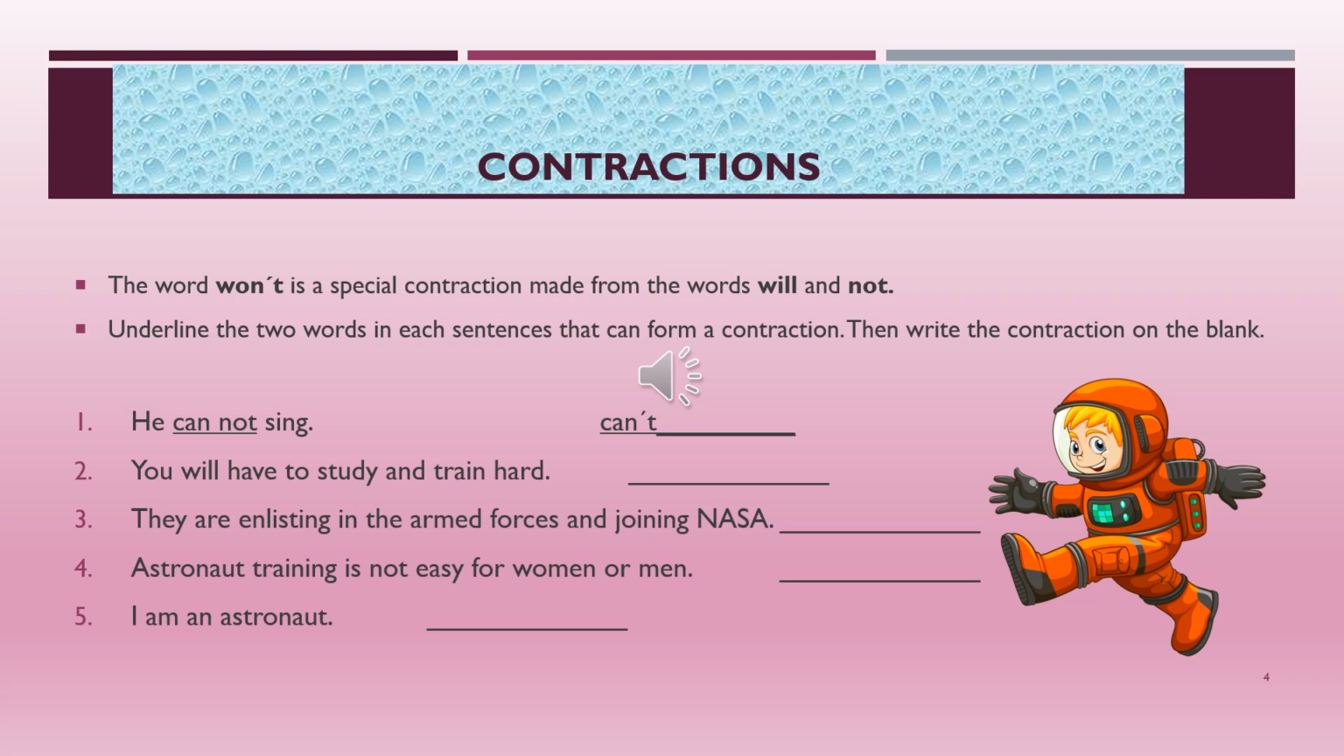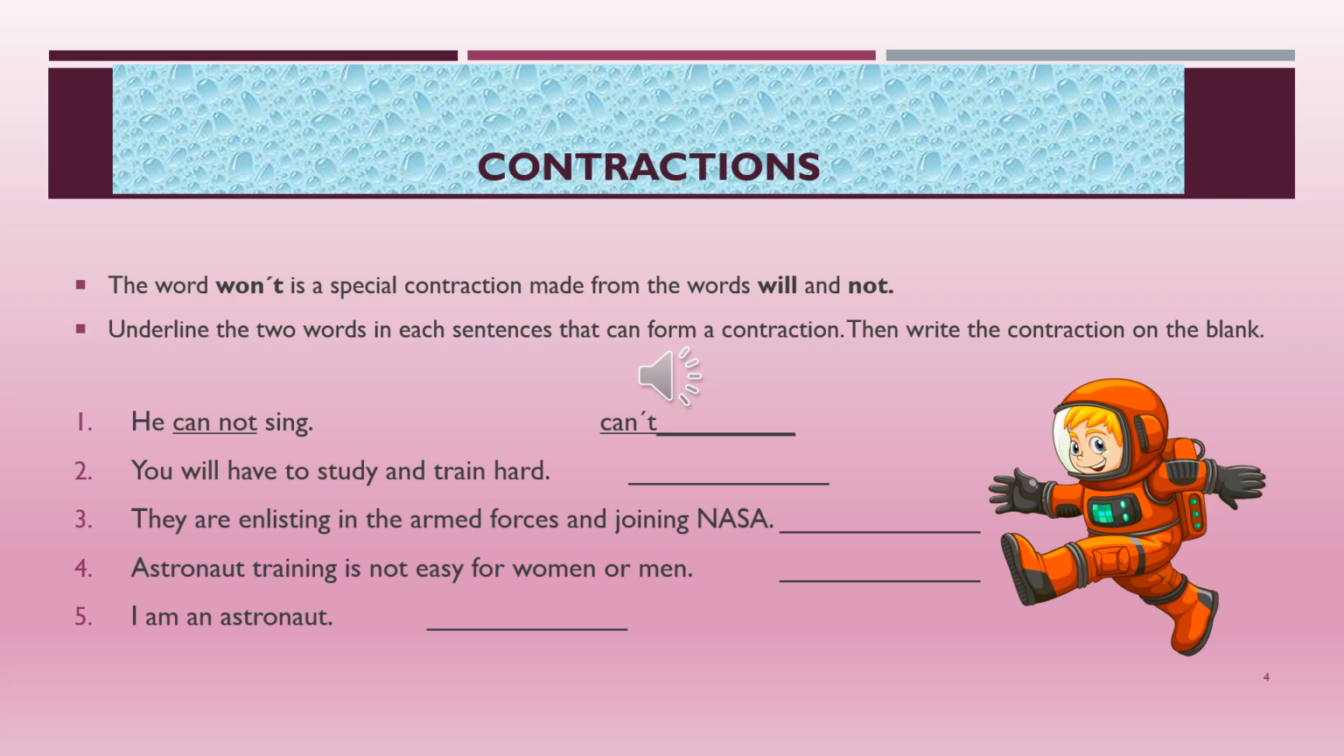You will have to study and train hard. Let's read it one more time. You will have to study and train hard. The two words that you have to underline here are you will. Okay, and then on the blank, you write the contraction that is going to be you'll.